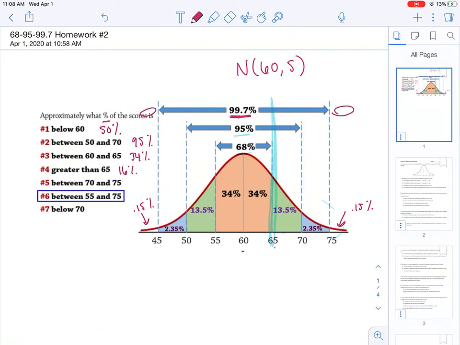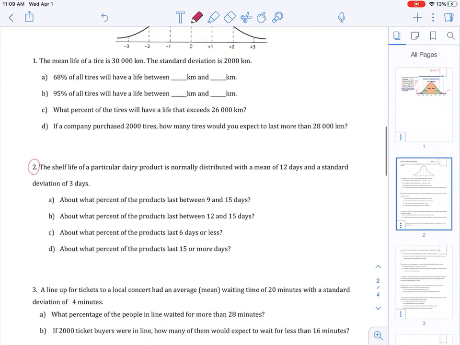These numbers keep popping up. 68, 95, 99.7. 16%, 34%, they keep popping up. Okay, good enough on that. Let's get to the ones we came here to do.